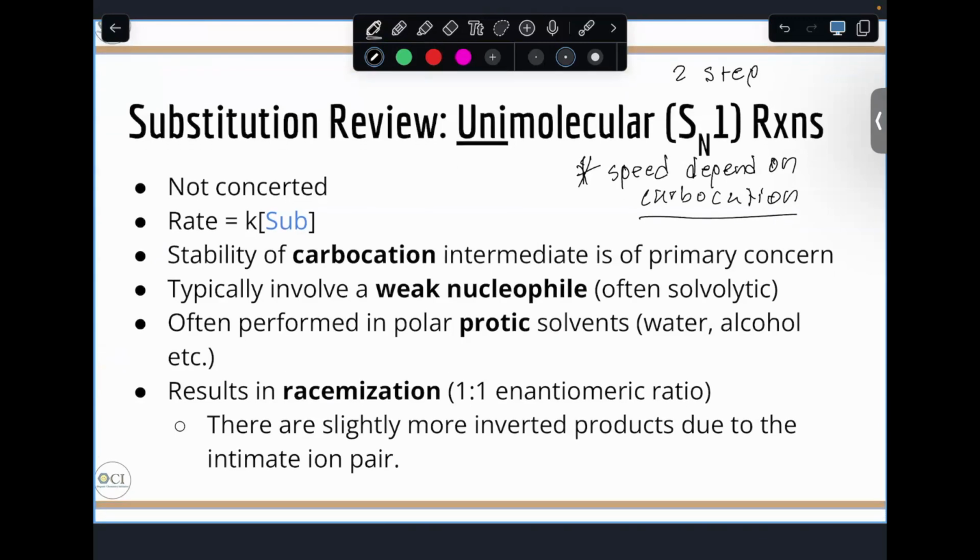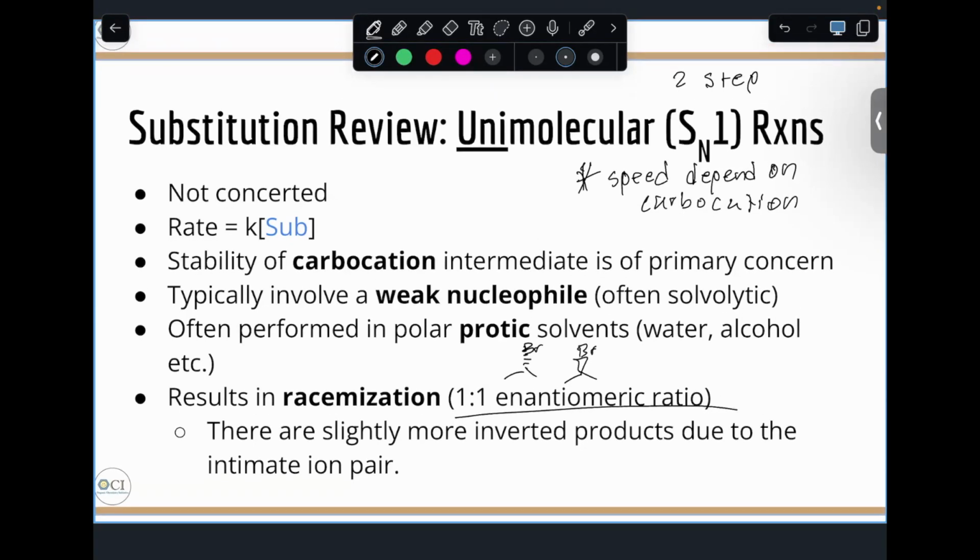And this doesn't flip stereochemistry. I mean, it will, but it'll also form the other one. It forms what's called a 1-to-1 enantiomeric ratio. So it'll form something like this, as well as this. It forms both of them. And for an SN1 reaction, rate equals K times substrate. Remember, SN1 has one thing in that rate equation.